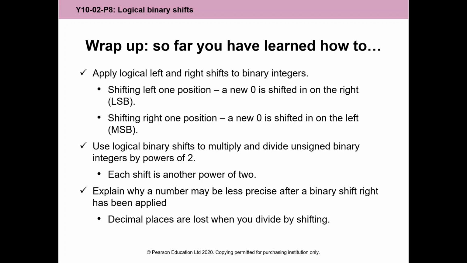If you try and shift something to the right and you lose a 1, you lose precision. Let's say if you try and divide 3 by 2, that's binary 1, 1, shifted across to the right becomes just binary 1. So 3 divided by 2 is 1.5, but 3 logically shifted to the right is just 1. You've lost some precision. The key thing to remember with your logical shifts is you always pad with zeros on the left and on the right.